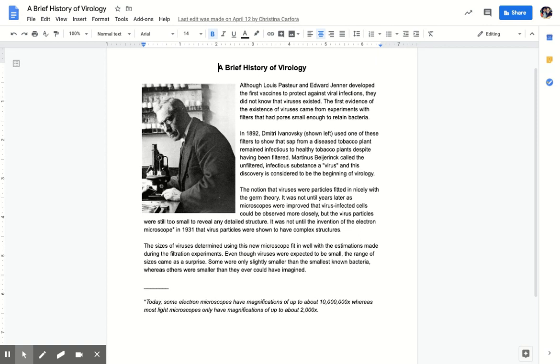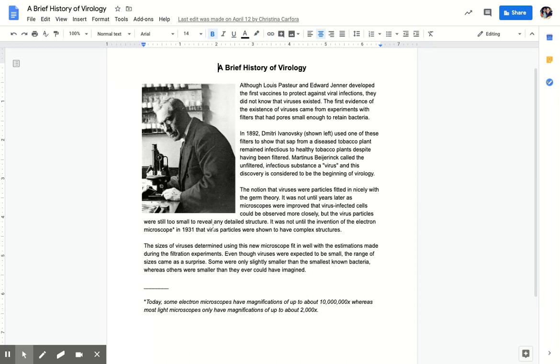viruses existed. The first evidence of the existence of viruses came from experiments with filters that had pores small enough to retain bacteria. In 1892, Dmitry Ivanovsky, who is this guy right here, used one of these filters to show that sap from a diseased tobacco plant remained infectious to healthy tobacco plants despite having been filtered.